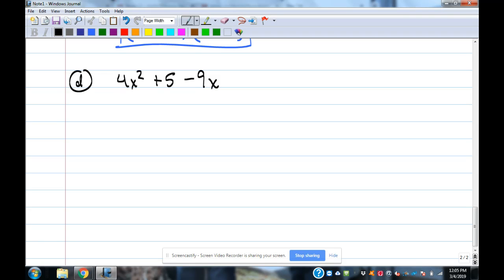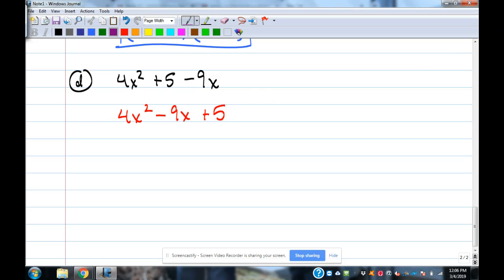First things first, though. What's the first thing we should always check? Descending order. Is this one in order? No, we got to rearrange it. 4x squared comes first. What should come next? The minus 9x, and then the plus 5. Now it's in descending order.